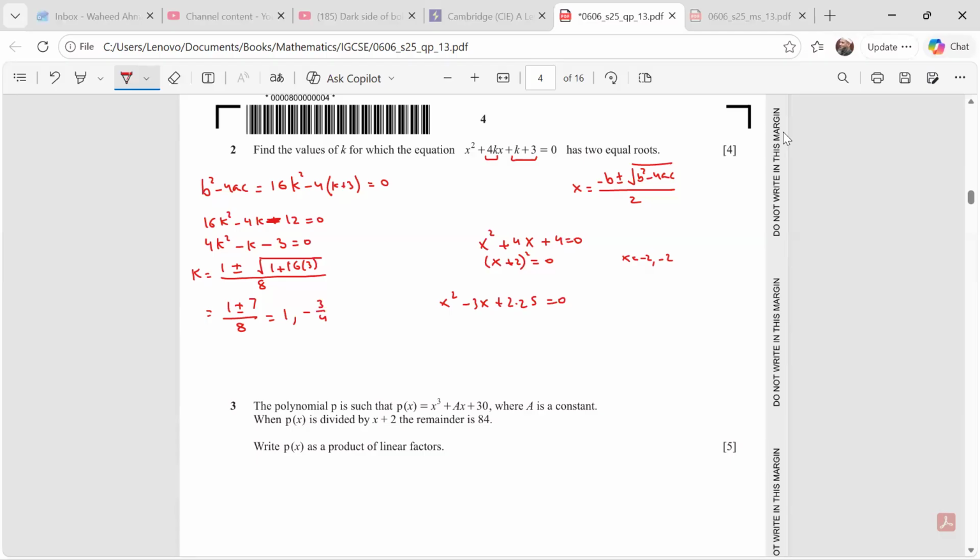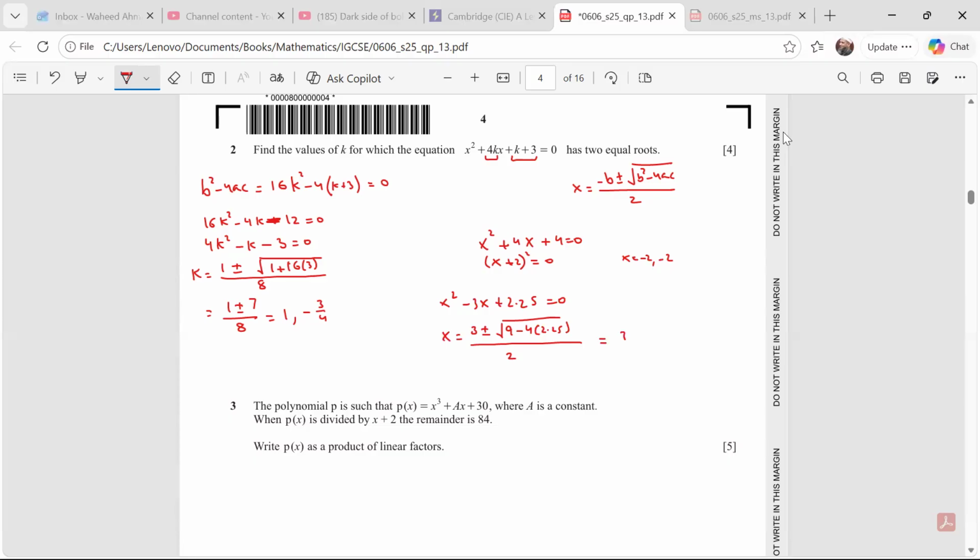Okay, let's try to solve this equation. So x equals minus b, so it's going to be 3 plus minus under root b squared minus 4 into 1 into c, which is 2.25, divided by 2a, so 2 on the bottom. So you see, 4 times 2.25 will become 9. 9 minus 9 is 0. So again, this is gone.